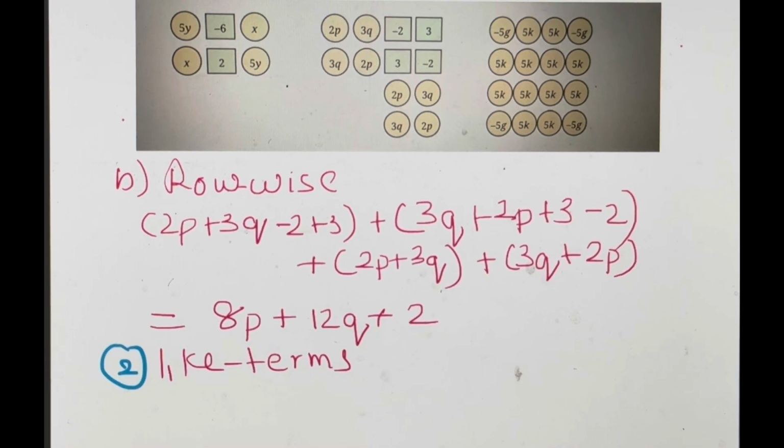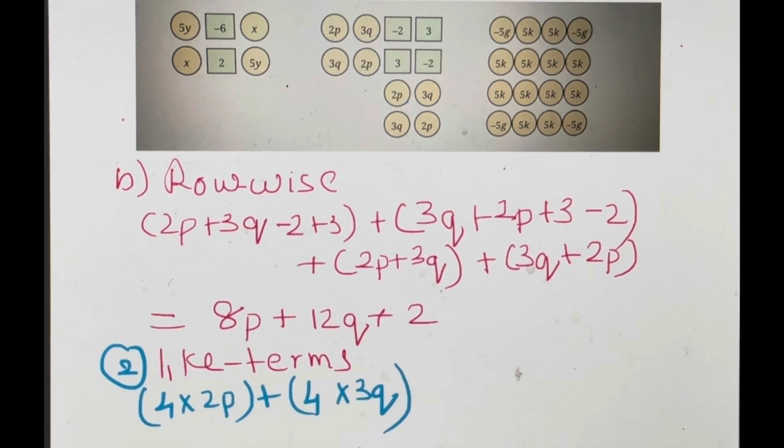So now if we see the like terms, how many 2p's are there? Here 1, 2, 3, 4, and all are 2p's. So 4 times it is. So 4 into 2p, plus q, 3q, 3q, 3q, 3q, 4 times again. So 4 into 3q, right? Then we see the numbers.